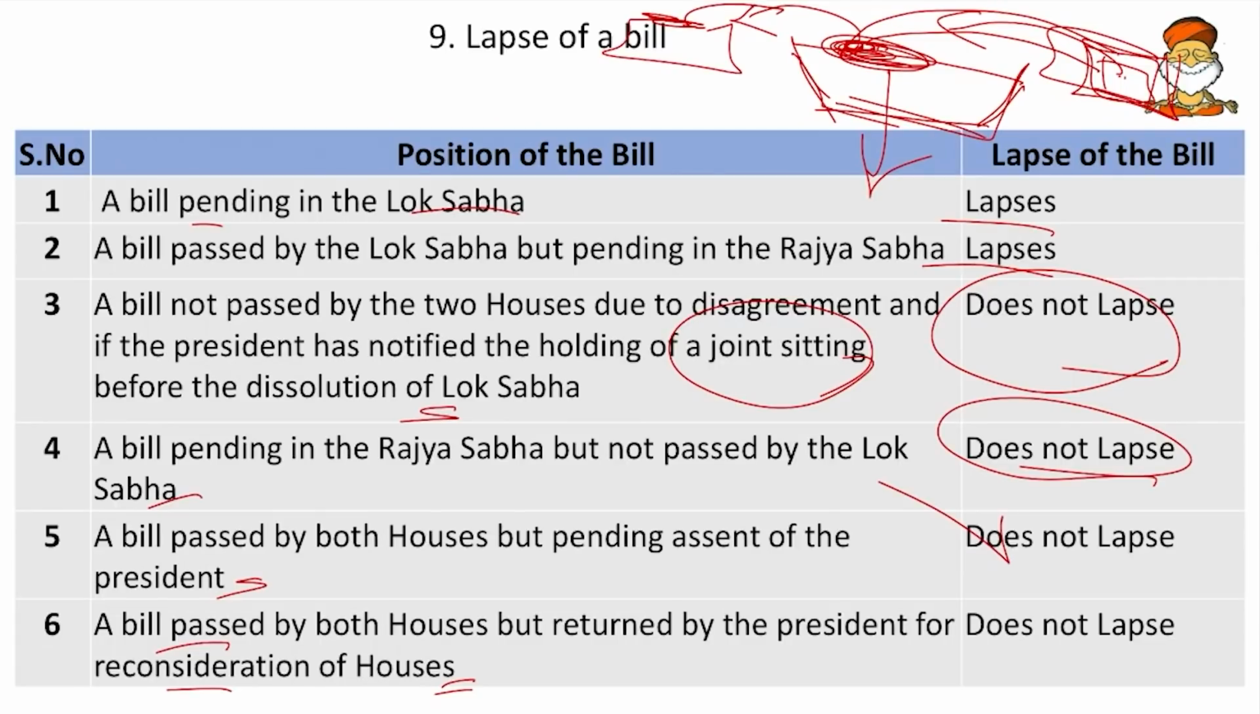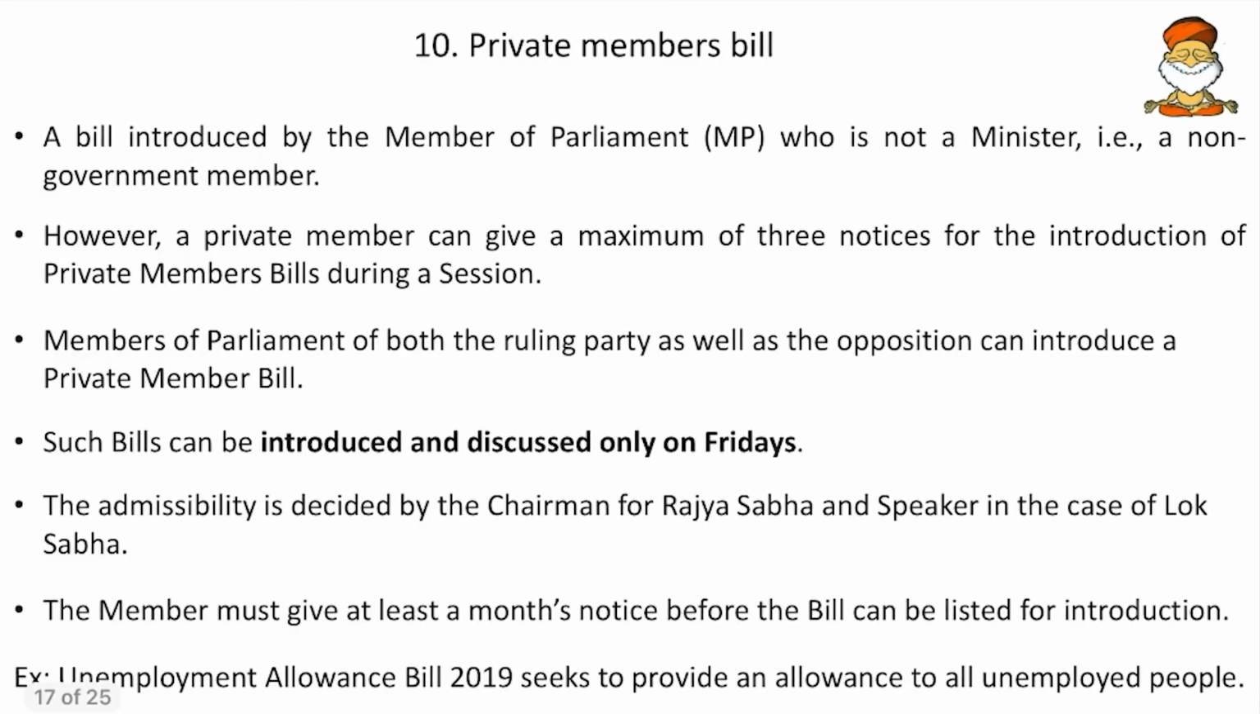Here there are only two cases where the ship is sinking, that is if a bill is pending in Lok Sabha and if a bill is passed in Lok Sabha only. So remember these two statements, that is more than sufficient. Then private members' bill, a bill introduced by an MP who is not a minister, that is a non-government member, so that becomes a private member's bill. Obviously, a simple concept.